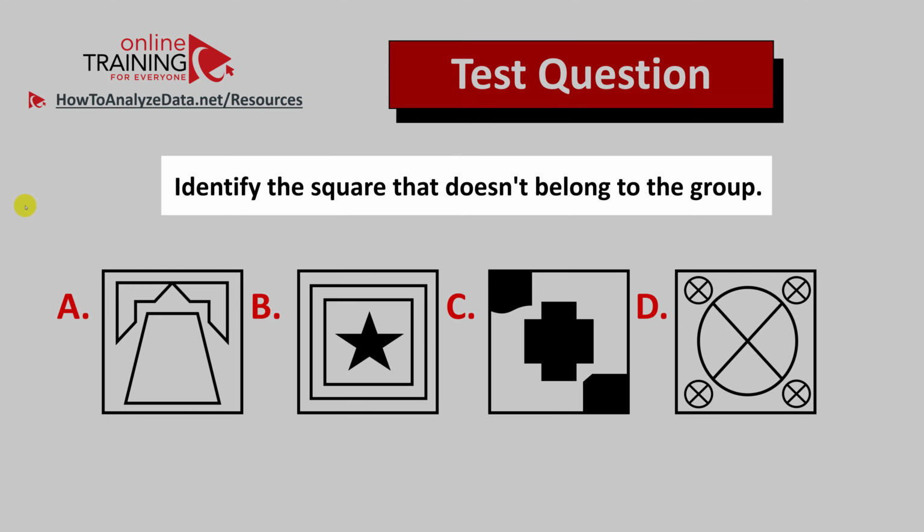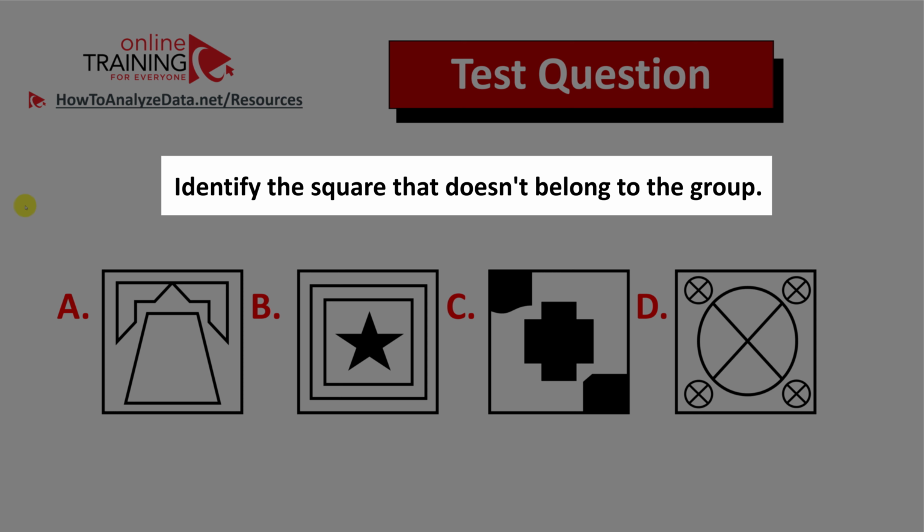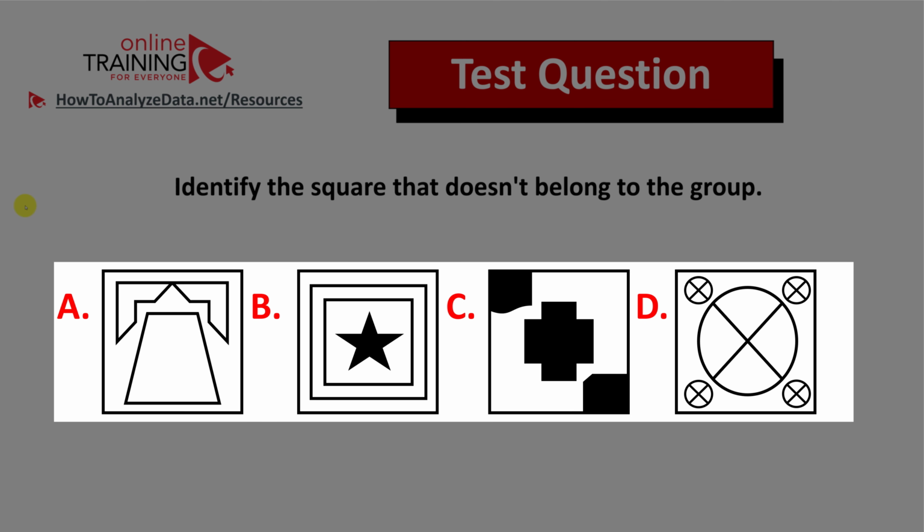Let me share with you an interesting and tricky question that tests your pattern recognition and logical reasoning skills. If you look at the screen, please try to identify the square that doesn't belong to the group. You're presented with 4 different squares, and each square contains different objects inside. Please give yourself 10 to 15 seconds to see if you can come up with the answer.